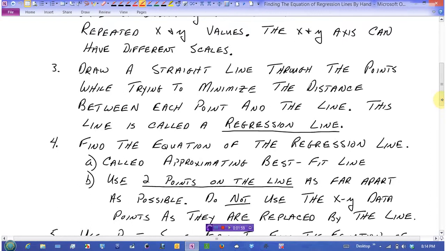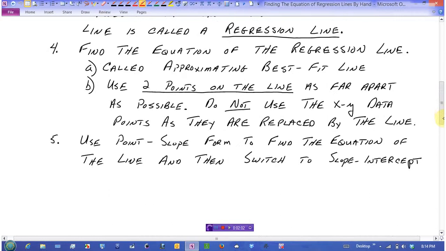After you get that regression line, the next step is you want to actually find the equation of that regression line. Now, in a previous lesson, you learned how to find the equation of a line by using, say, the point-slope form. So as long as you can find two points on that line, you can come up with an equation for that line. One thing you definitely want to do is make sure the two points you're picking are fairly far apart. That would help improve the accuracy. And this whole thing is going to be called approximating a best fit line.